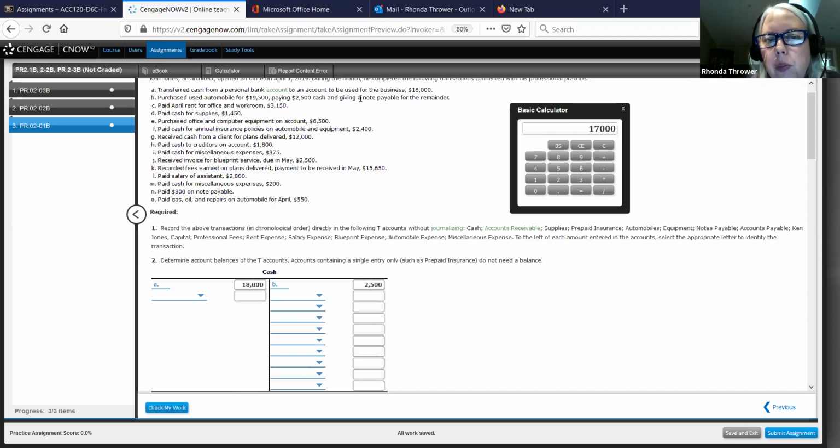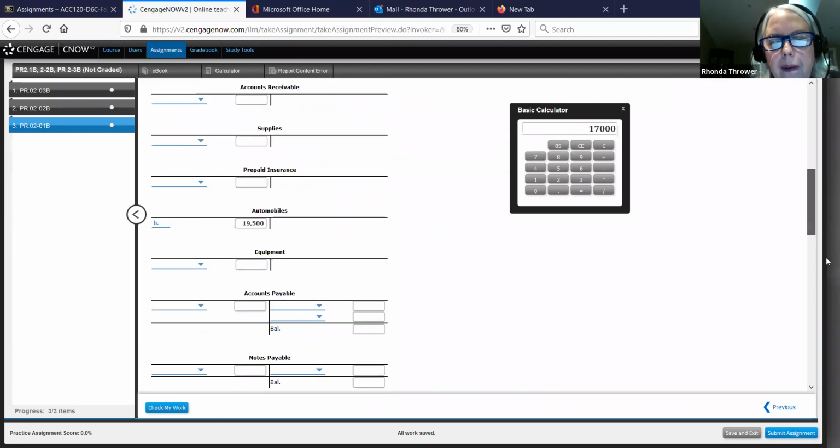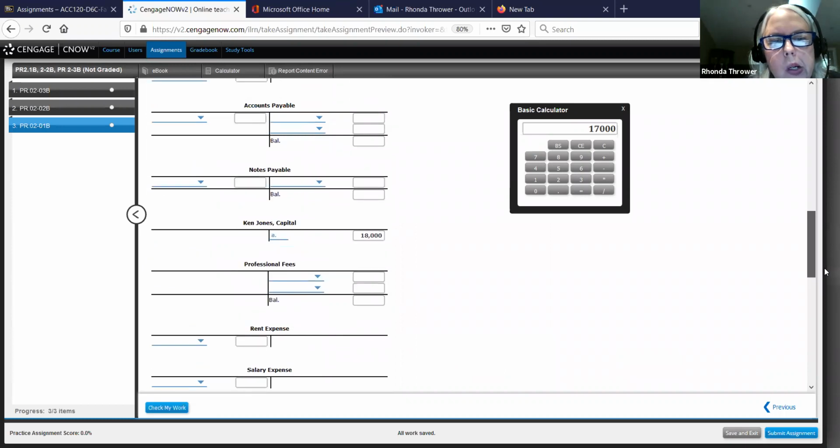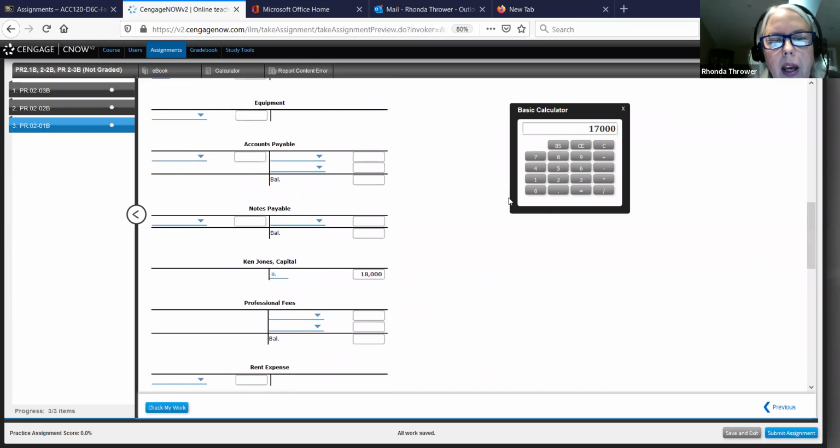So I'm going to look for my liability account called notes payable. And my notes payable account will be increasing. To increase the liability, we will credit that account. This came from transaction B. The amount that I owe on this transaction is $17,000. So notice I'm putting it on the credit side of the notes payable.